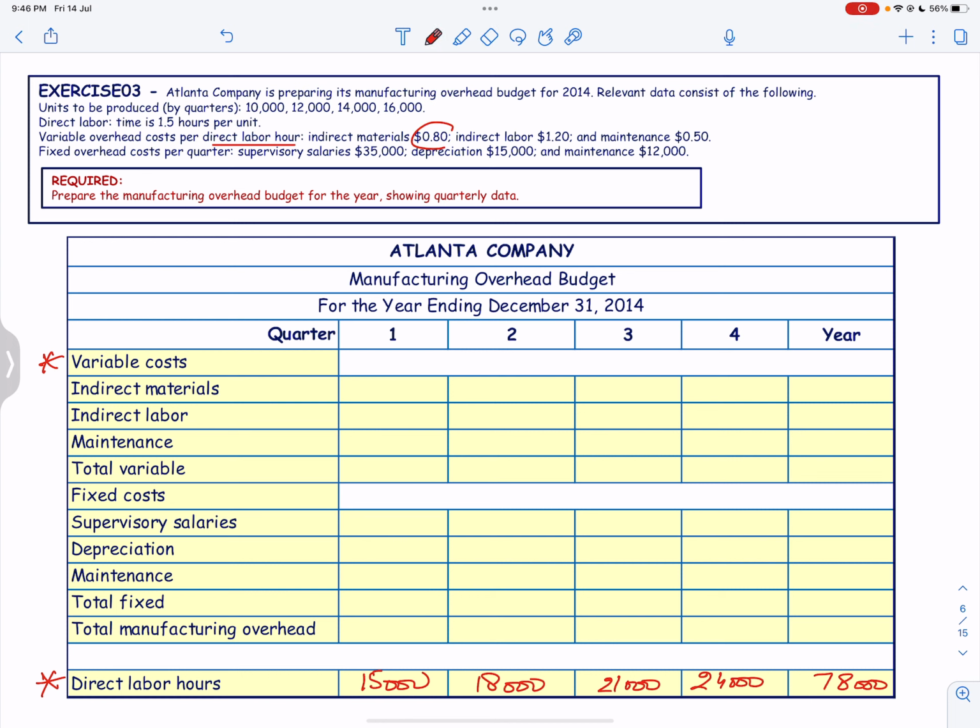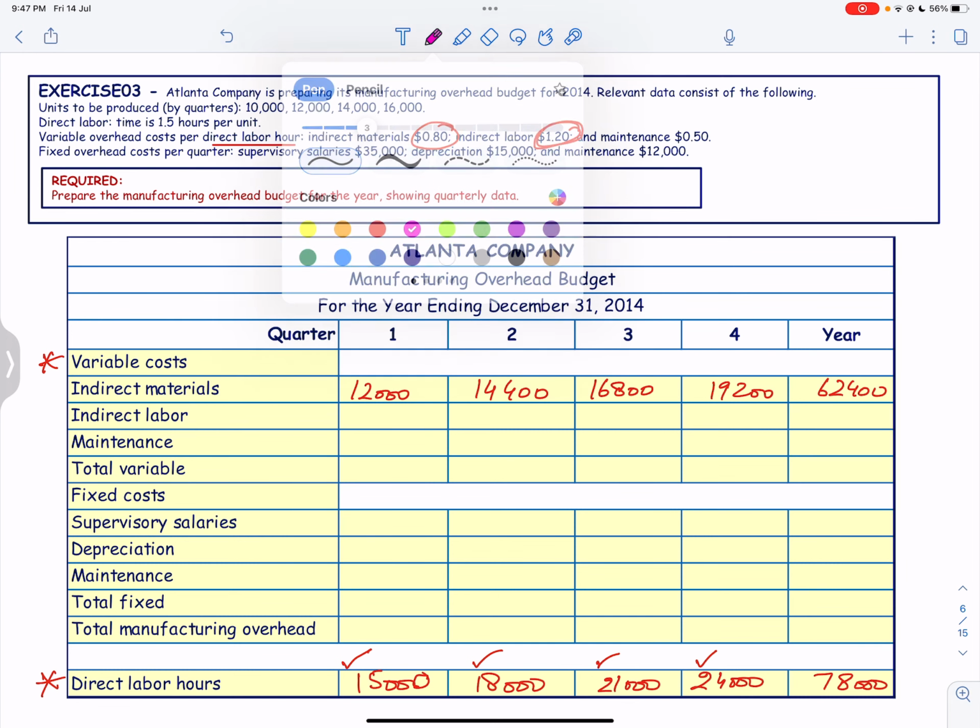indirect material, that is 0.8 into 15,000, and this will be equal to 12,000. 0.8 into 18,000, that is 14,400. 0.8 into 21, that is 16,800. 0.8 into 24,000, that is equal to 19,200, and the total will be 62,400.